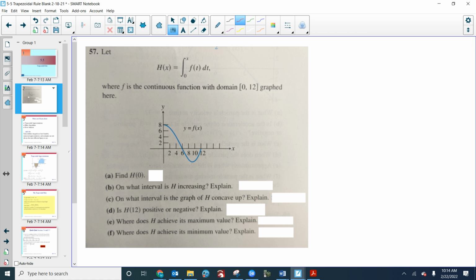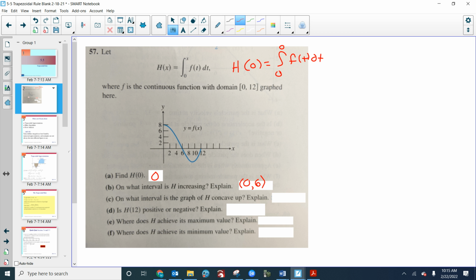So what did you guys get for H of 0? 0. H of 0 is the integral from 0 to 0, and I don't care what goes here. That's 0. On what interval or intervals is H increasing? Who can give us an answer and explain? Cole: 0 to 6, because that's the only time the area underneath the curve is positive. 0 to 6.